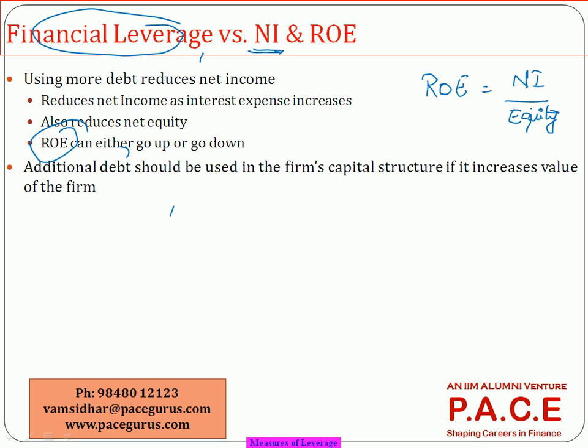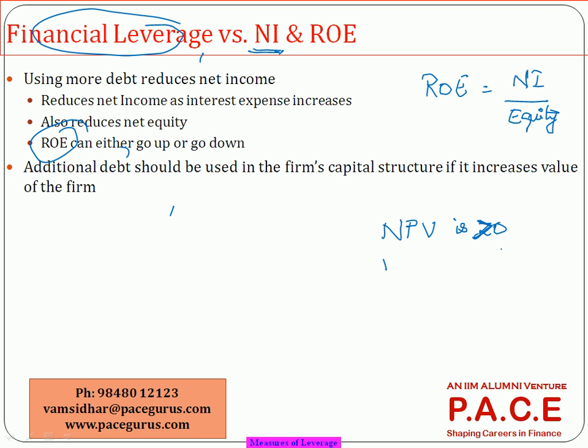But when should I take more and more debt? If I take more and more debt, if it is really going to increase the value of the firm. What do we mean by increasing the value of the firm? The NPV is positive. Link it to your capital budgeting. If you remember, we made this statement: if NPV is greater than 0, that excess amount is going to add to the value of the firm. And how is the NPV calculated? By discounting with cost of capital.